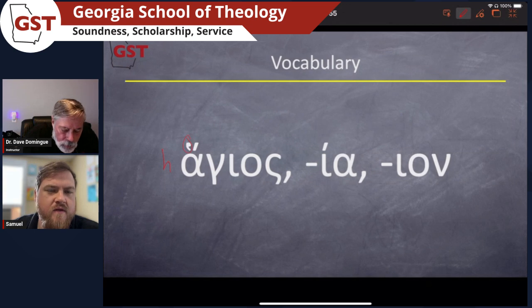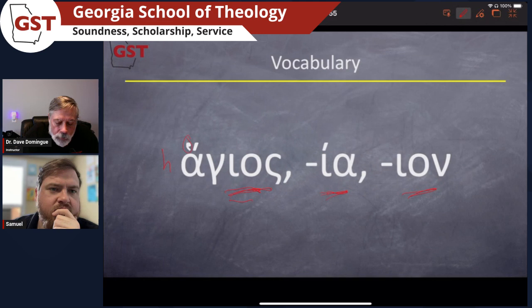So hagios. And is this a noun or an adjective? It would be an adjective. You could see that it's going to have a feminine and a neuter ending. Here's our masculine, feminine, and neuter ending. Now, is this a first or second or third declension? This one right here, and this one, and this one. What's that first one? Second, okay, because of the omicron, and then first, and then second. It's a 2-1-2, right. That's exactly right.